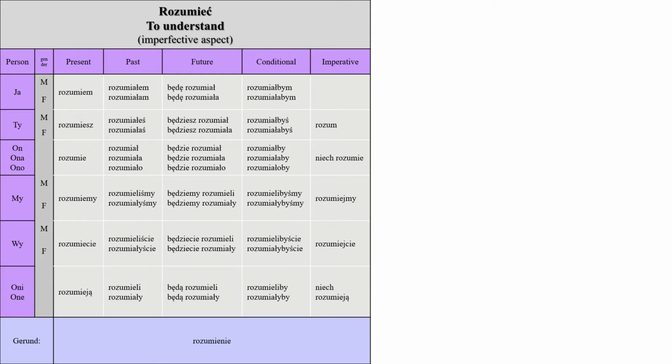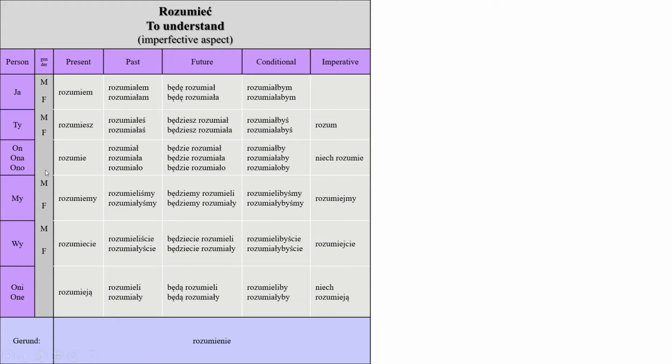So rozumieć means to understand, and the conjugation of it is pretty simple. The present, however, is still simple, but it's different from the ones that we have done so far. Just focus on this: you remove the C as usual, like the ending, and then you replace it. For the first person, you add M at the end. So rozumiem. Ja rozumiem.